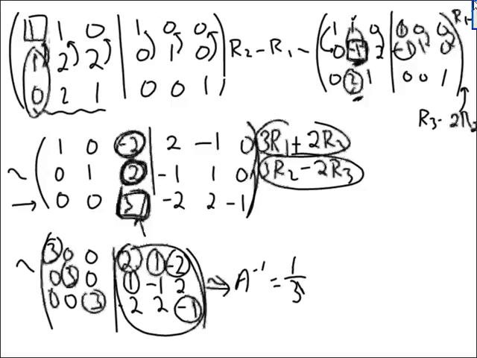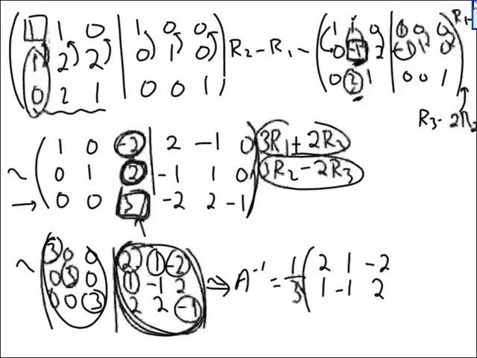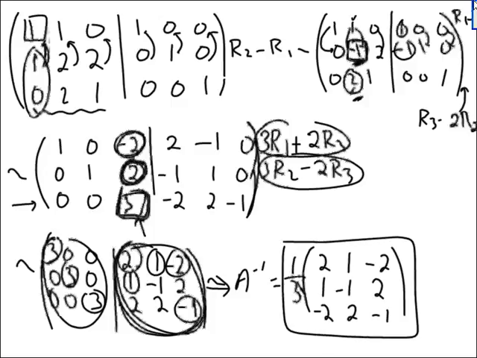Let me factor out the 1/3, and this here is my inverse times the 1/3. You want to divide all of these numbers by 3 to actually get the identity here? Fine. You then pull out the 3. Here is the inverse of this matrix right there.